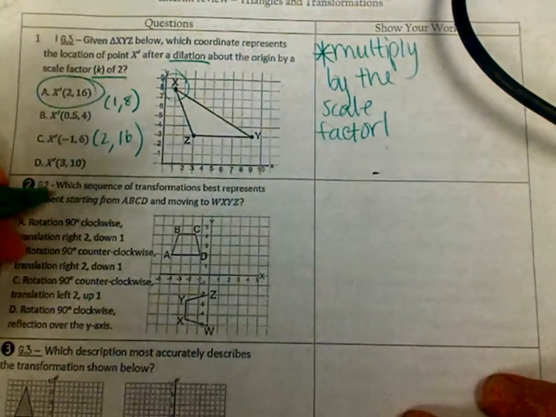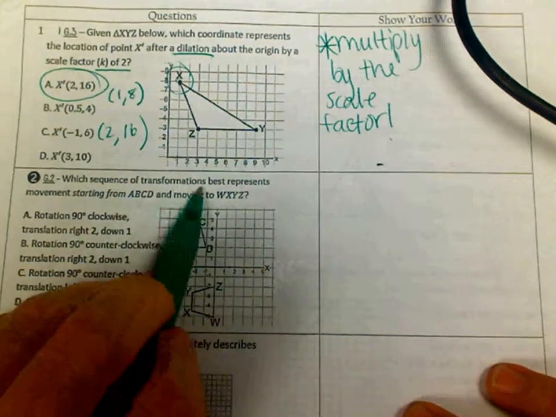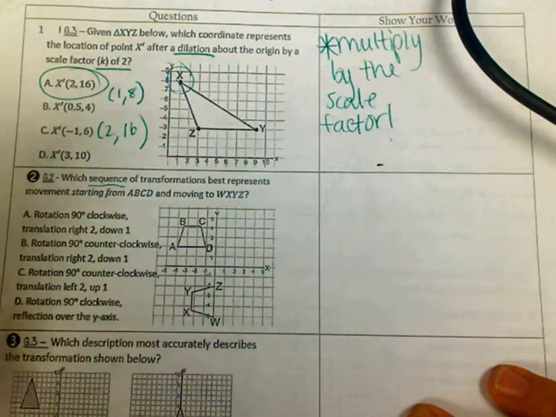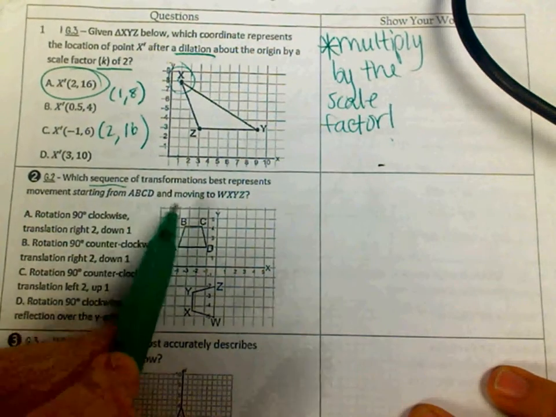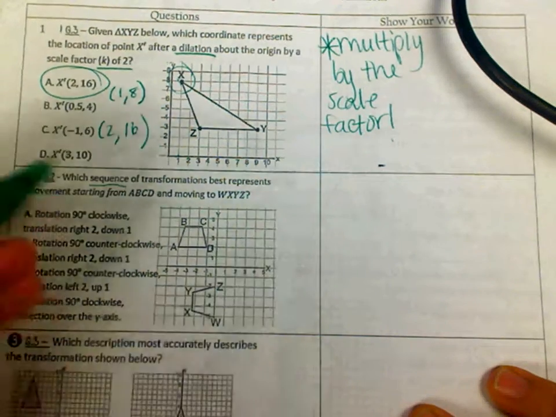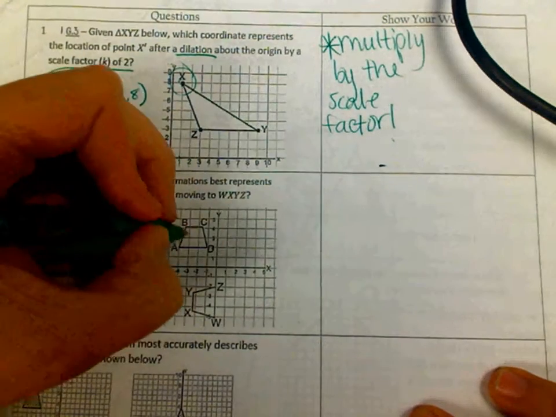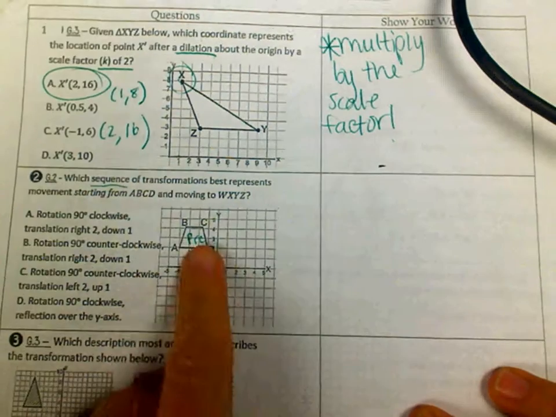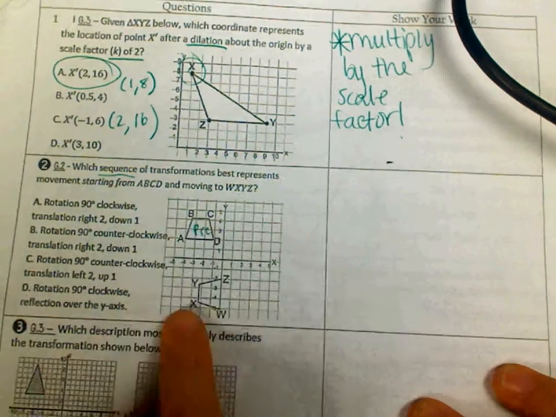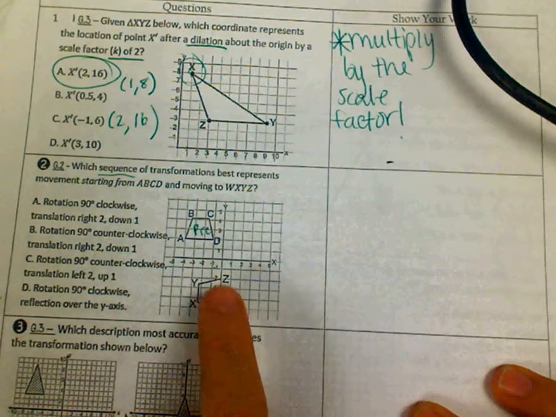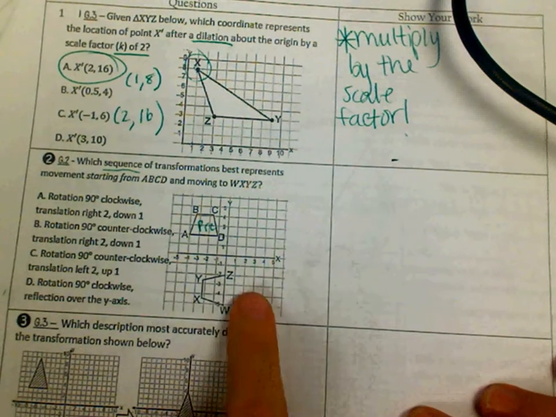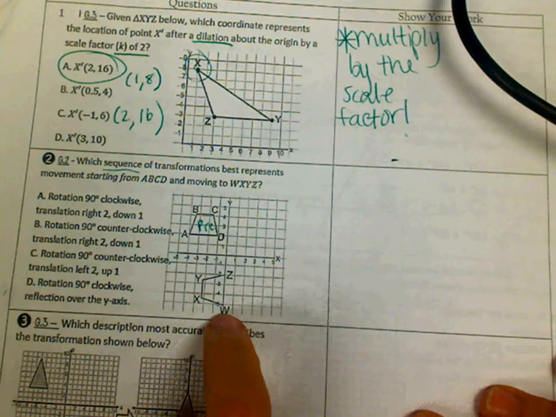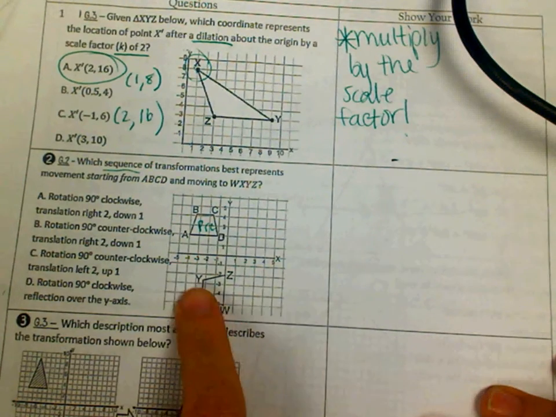Okay, number 2. Which sequence of transformations, that means like more than one, best represents movement starting from ABCD and moving to WXYZ? So that means that this one is our pre-image. So this is where we started, and this is where we ended up. The best way to do these is to look at the answer choices and eliminate them. Eliminate the ones that you figure out aren't correct.